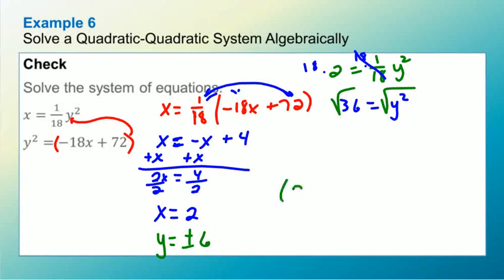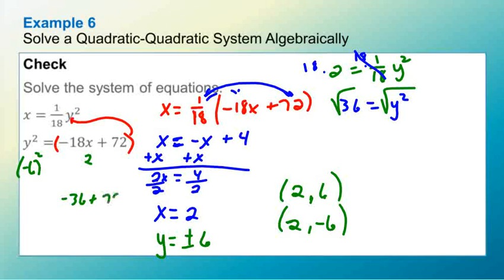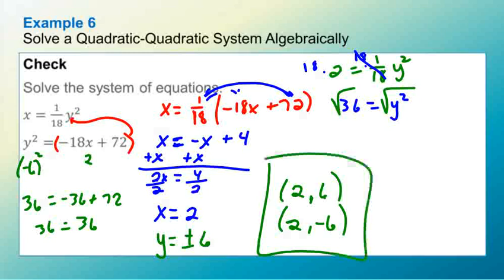So my ordered pairs would be 2, 6, and 2, negative 6. Now, if I were to check this and put a 2 in for x here and put a negative 6 here, I would get negative 36 plus 72. And this side will give me 36. Negative 36 plus 72 is 36. 36 is equal to 36. So my answers are 2, 6, and 2, negative 6.